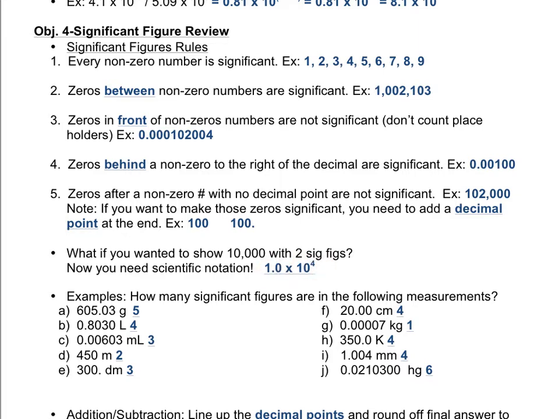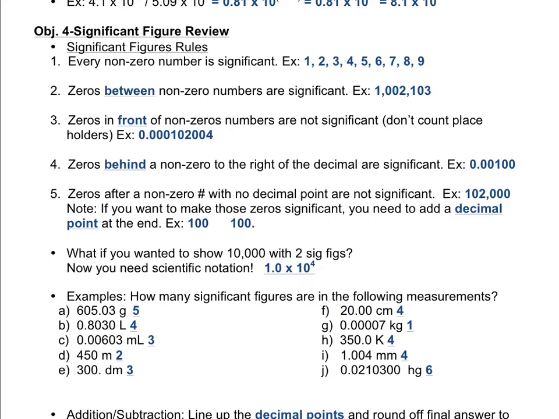So when you have a scientific notation number, kind of cover up the second half of the number, so cover up this piece, and look at the front. I'm going to look right up here. And look at how many sig figs that has. 1.0 has 2 sig figs, so that works. So let's do a little review on sig figs.